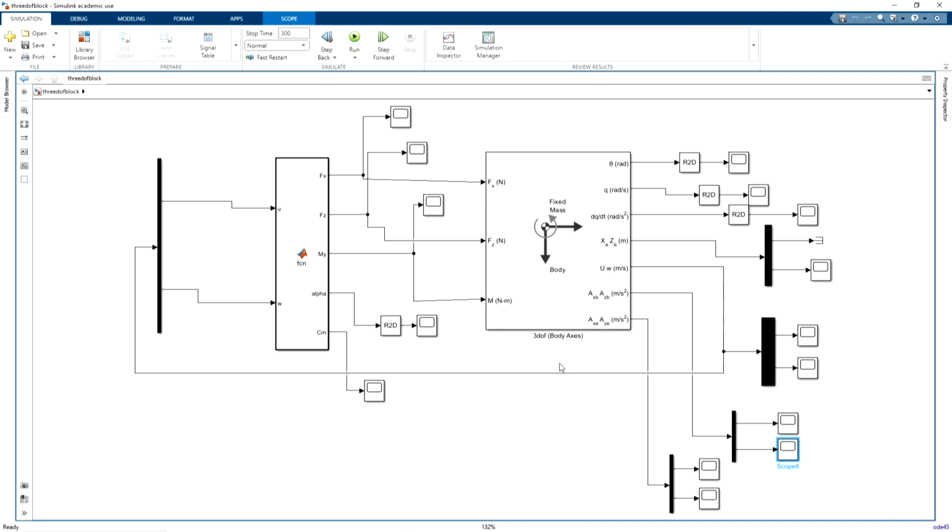So these are the different methodologies that you can use to simulate 3 degree of freedom equations of motion. I hope now you know how to simulate the 3 degree of freedom equations of motion. In the next lecture, we'll begin with the simulation of 6 degree of freedom equations of motion.